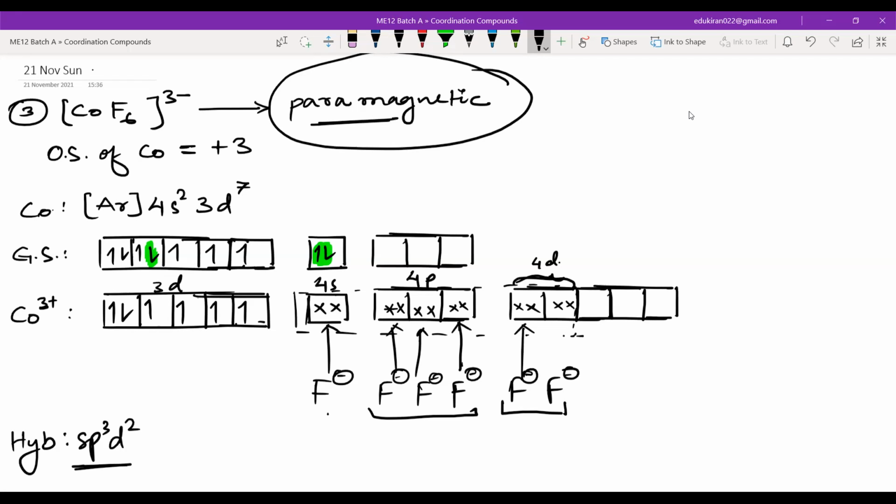We will have the magnetic nature. Only when we have the magnetic nature will we be able to predict the hybridization. We can predict the hybridization only if we know the magnetic nature of a particular complex. Otherwise, we cannot predict its hybridization. Now, if the hybridization is sp3d2, the geometry will be octahedral.